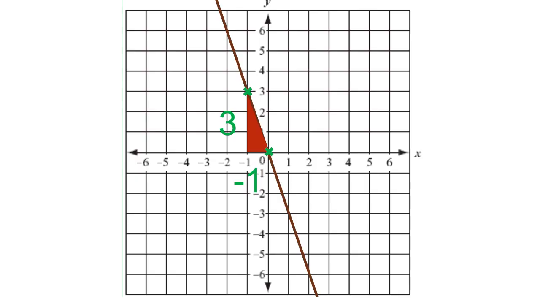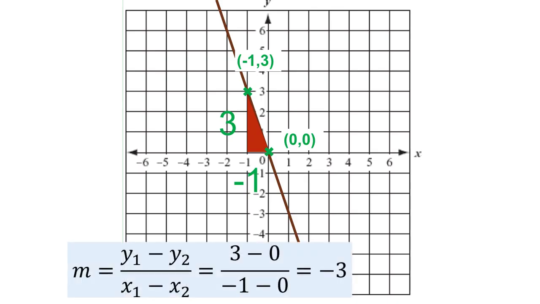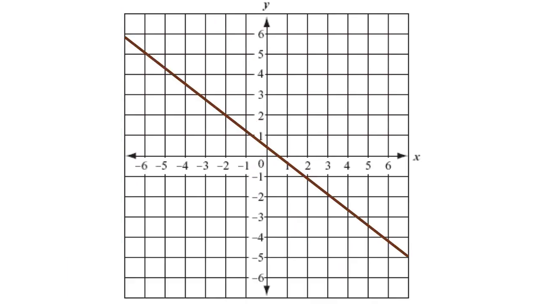So you can see the change on the x is minus 1 and the change on the y is 3. So that is (-1, 3) and (0, 0). The gradient thereof becomes 3 minus 0 over minus 1 minus 0, which is equal to minus 3. And it is negative. Also here the gradient is going to be negative because it's slanting towards the left. And you can see there's 3 units.